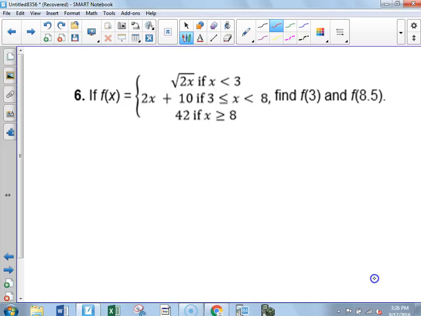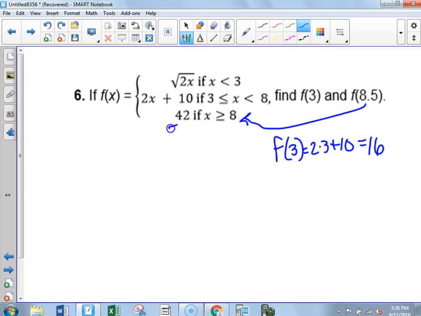What happens if we put in a 3? Which rule does it go in? The second one, because it has the or equal to. So f of 3 would be 2 times 3 plus 10, or 16. What about 8.5? 8.5 goes in this one, and there's no rule, right? It just says everything is just 42. It would be a horizontal line. Yes.